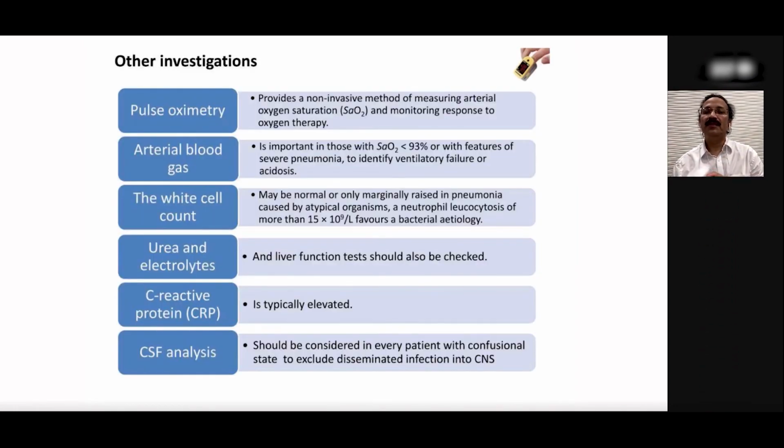Pulse oximetry, arterial blood gas, leukocyte count, blood urea, electrolytes, C-reactive protein. CSF analysis is not done in everyone, of course, but we are going to think about that because bacterial meningitis is a very, very important complication of streptococcal pneumonia, especially in the pediatric age group. So we need to think of patients who are having altered sensorium, persistent fever, persistent vomiting. Don't forget to do a CSF. I mean, you may focus so much on the lungs that you're treating only a pneumonia, but the problem could be that it has progressed and it has led to bacterial meningitis also.